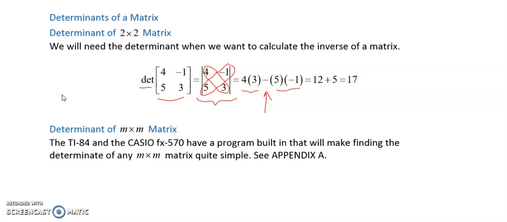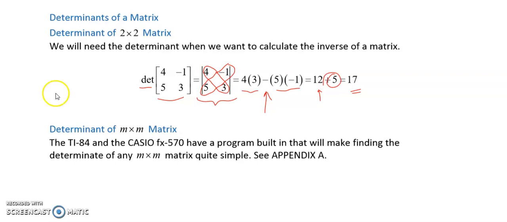So 4 multiplied by 3 gives you 12. And this would be subtract negative 5, which turns into plus 5. And so the answer here is 17. It's actually easier to just manually multiply the elements together to find the determinant of a 2 by 2 matrix than it is to type it into your calculator. It would take you much longer to do that.